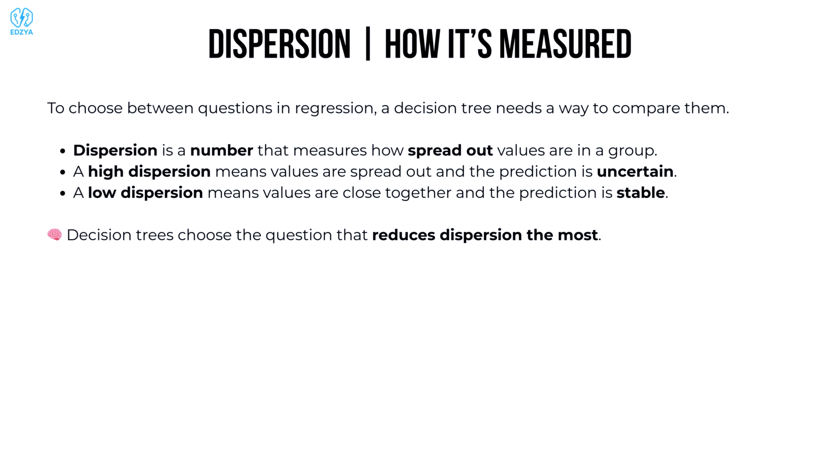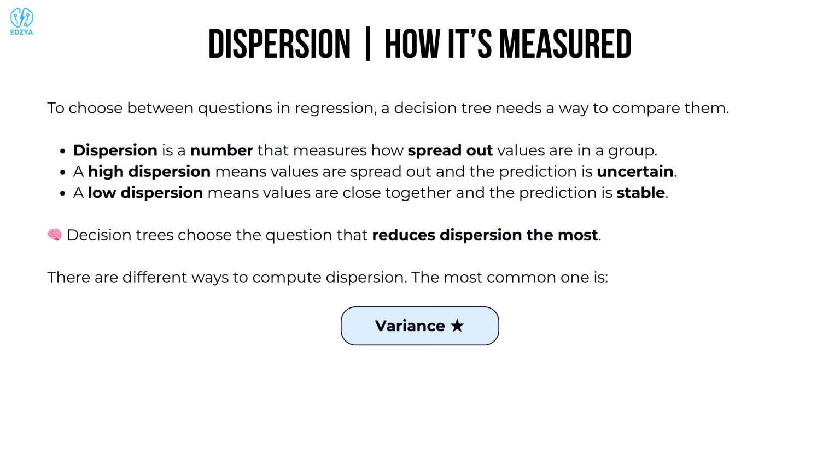To choose between questions in regression, a decision tree needs a way to compare them. Dispersion is a number that measures how spread out the values are inside a group. A high dispersion means values are far apart, making the prediction uncertain. A low dispersion means values are close together, which makes the prediction more stable. Decision trees choose the question that reduces dispersion the most. The most common way to measure dispersion in regression trees is variance.